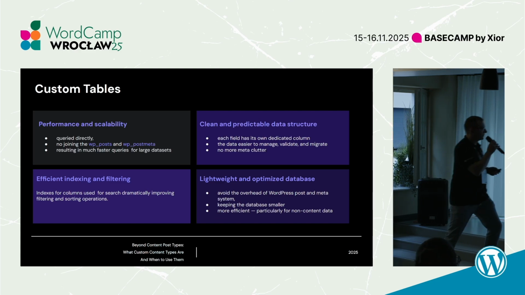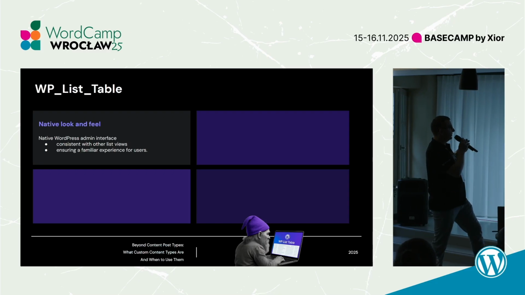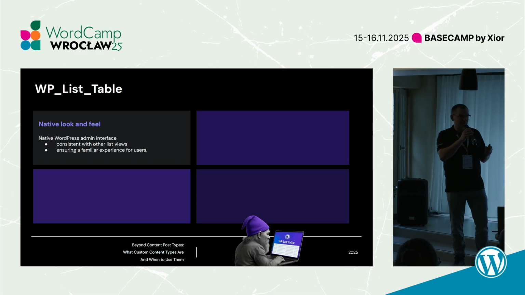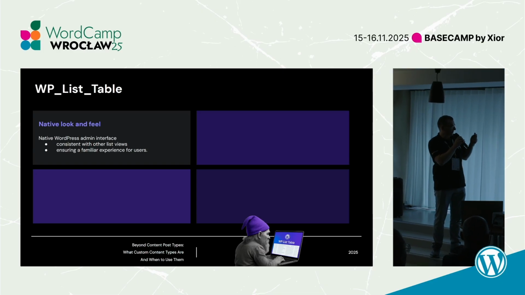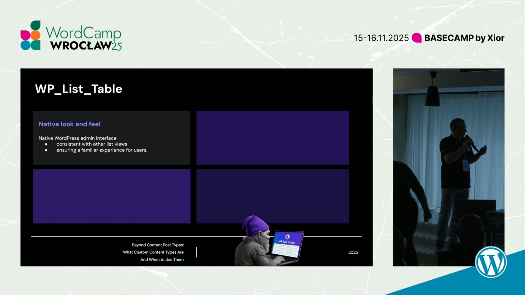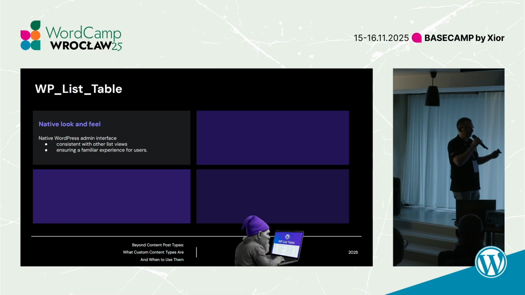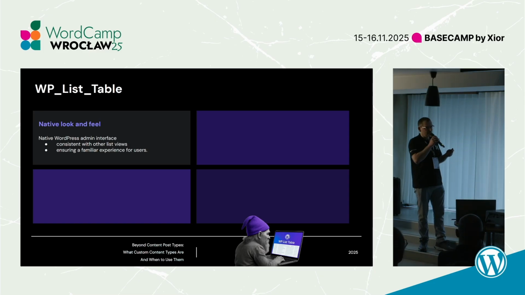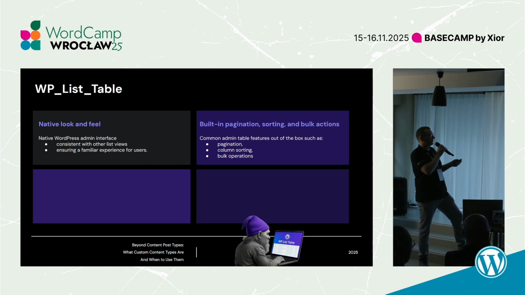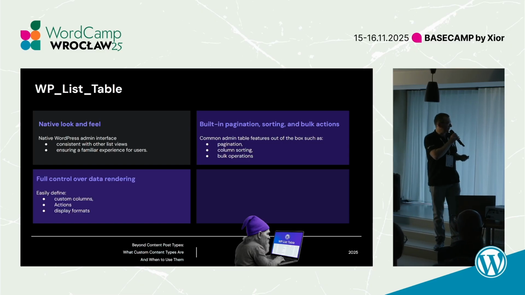Okay, so let's go to the WP_List_Table now. What does it give us? It gives us a native look and feel. Every user of WordPress knows how to use posts and pages, so it gives us the same look and feel out of the box. It's consistent. We don't have to care about generic HTML and CSS, everything looks exactly the same as in common post types. We have built-in features like pagination, sorting, bulk actions, and so on. So it's easy to define here.